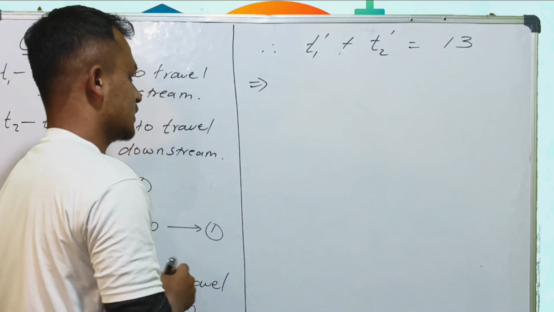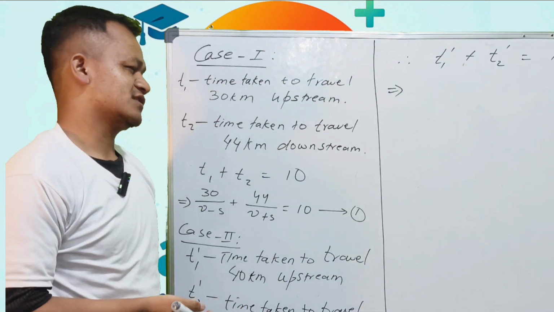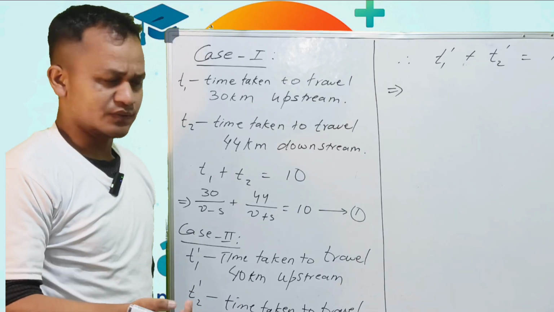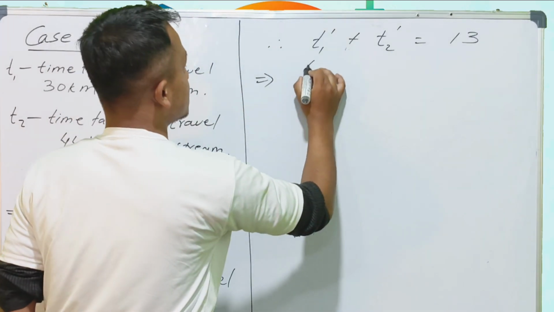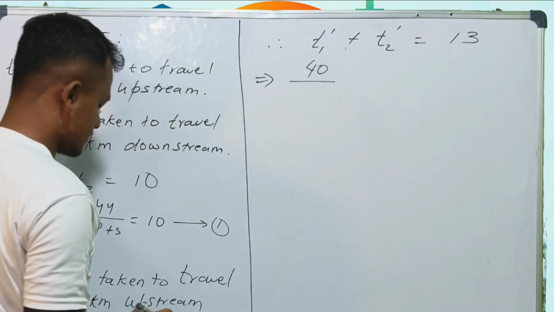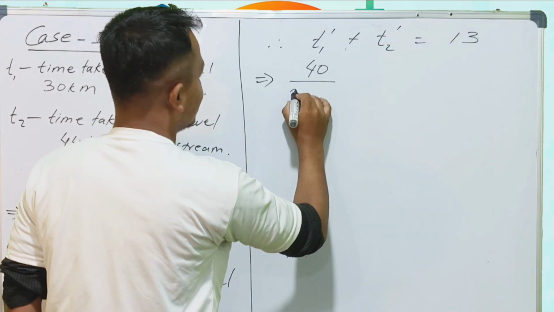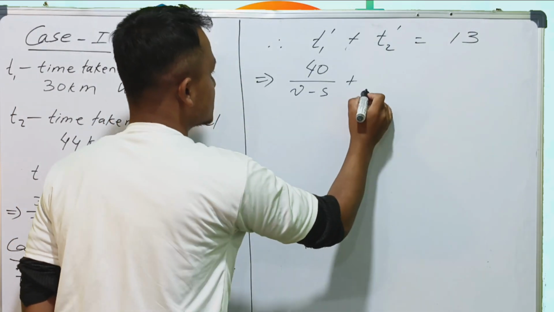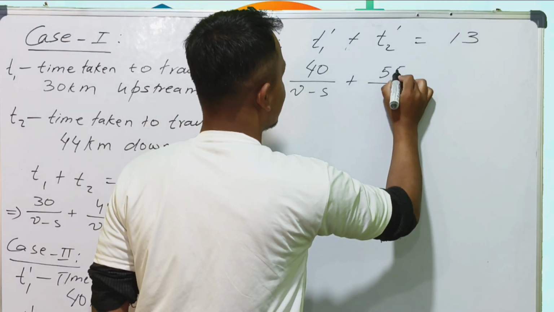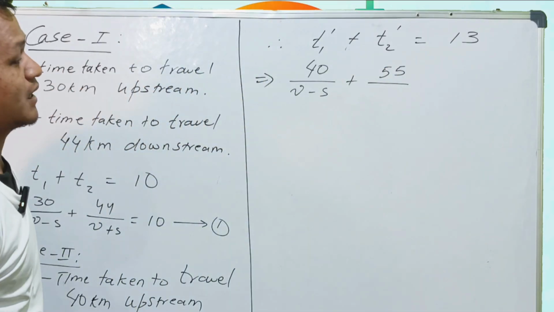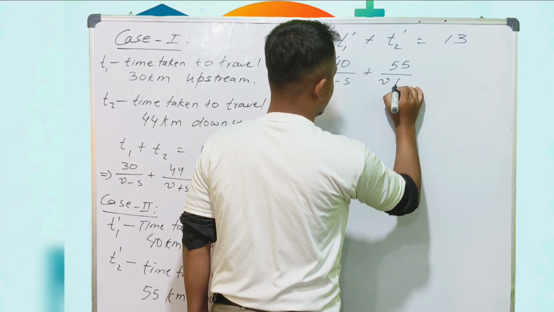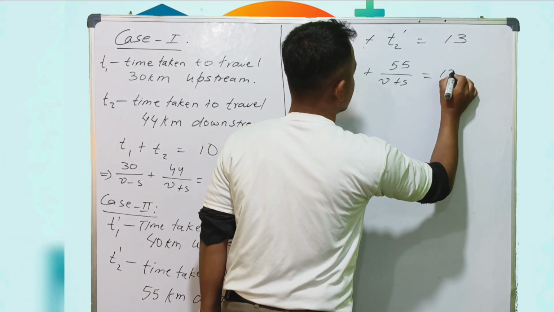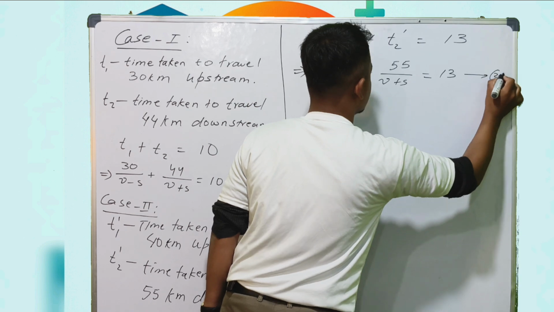And again we use the time, distance and speed formula. Time is equal to distance by speed. So the distance upstream is 40 divided by the speed of the boat upstream, which will be v minus S, plus 55, the distance downstream, divided by the speed of the boat downstream, which will be v plus S, is equal to 13. Let's note this as equation 2.